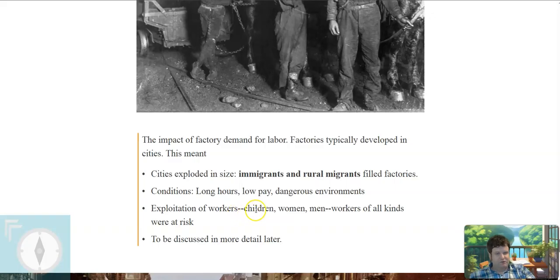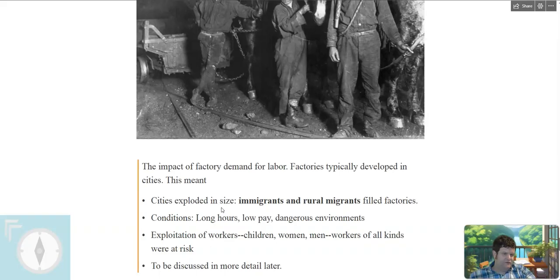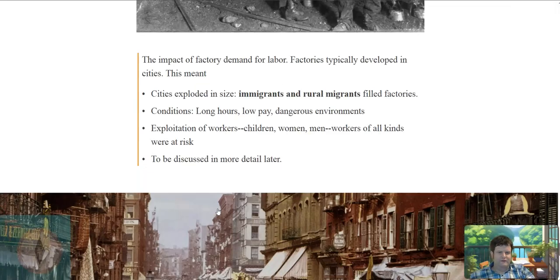Workers are going to be exploited. Children, women, men, all kinds are at risk because the factories realized this is their livelihood. You can lower the pay to save money. And they'll keep showing up because if they don't show up, they don't make money, and the factories will hire somebody else. We'll get more into detail of that later.